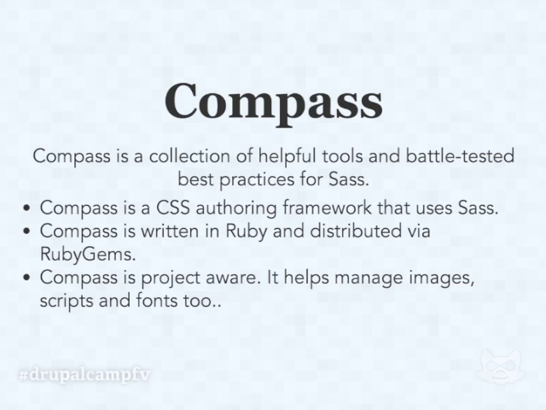And Compass will show this even a little bit more. Compass is a collection of tools and best practices for writing Sass with Sass. It's dependent on Sass, so you have to have Sass to use Compass. Again, written in Ruby, you get it through a Ruby gem. But one of the cool benefits with Compass is that it's project aware, so it provides a few other little tools with your images and your scripts inside of your theme, and even fonts if you're using web font files.